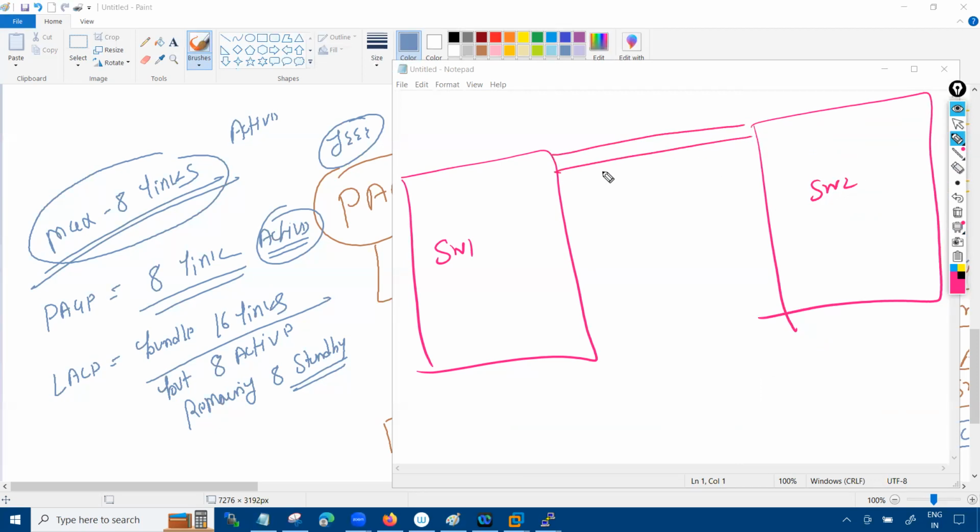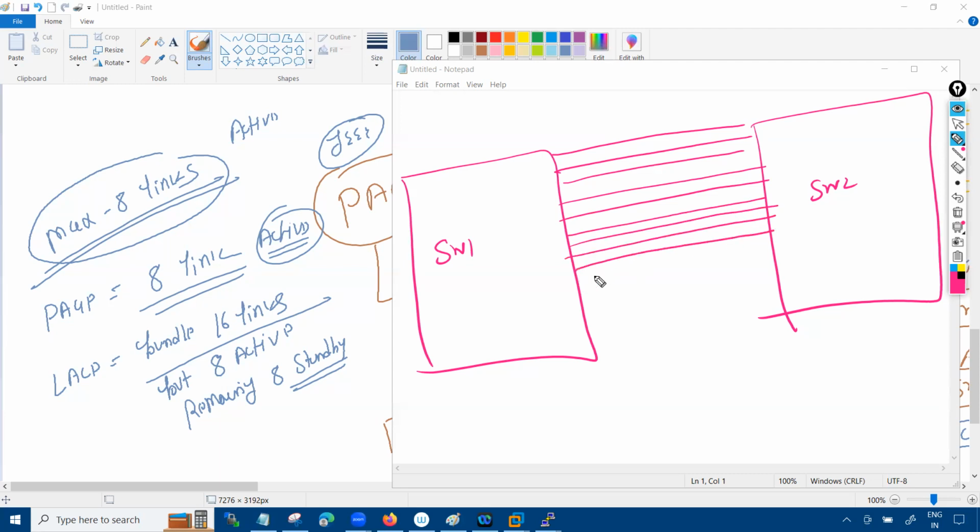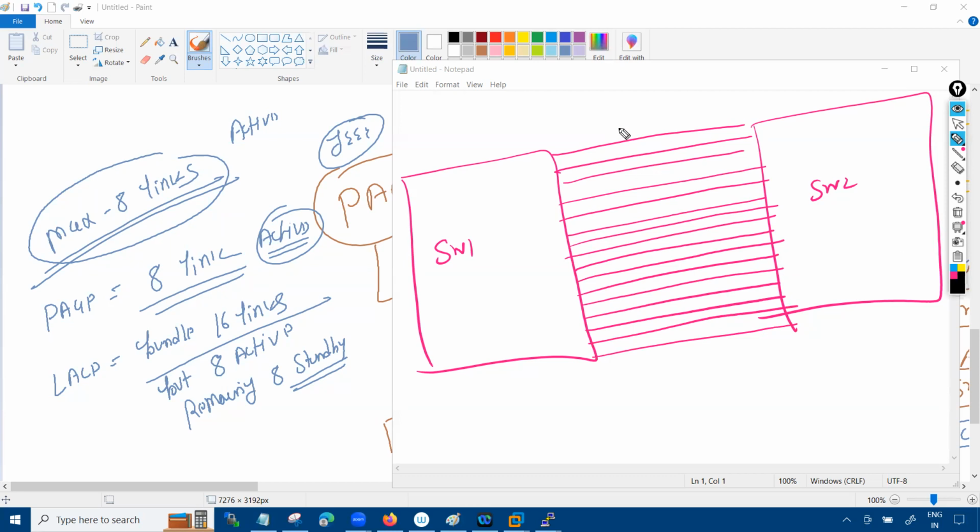One, 2, 3, 4, 5, 6, 7, 8, 9, 10, 11, 12, 13, 14, 15, and 16. So all these 8 links will be the active links, right? And the remaining will be standby. So you can send and receive the data traffic if you're going to implement the LACP protocol, right?